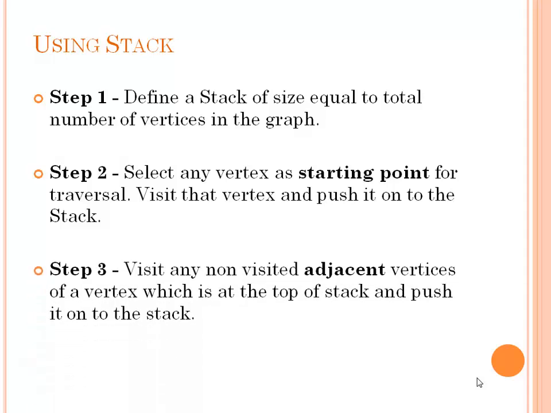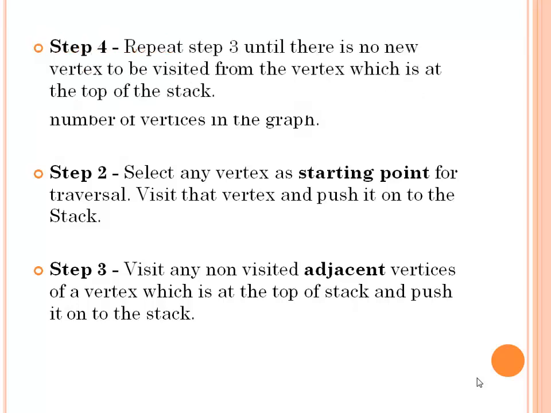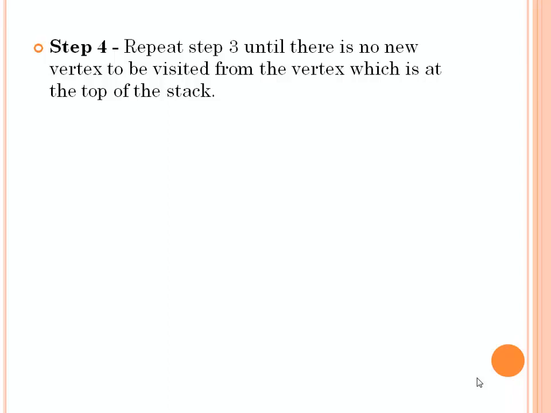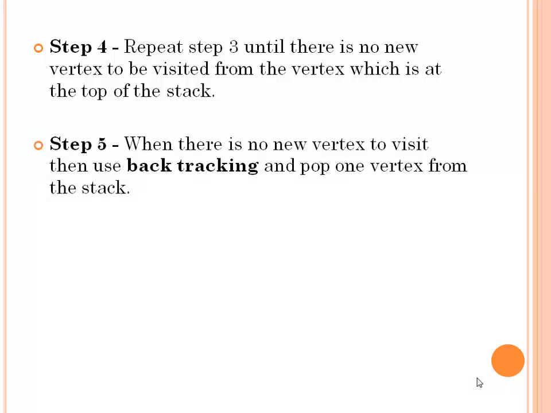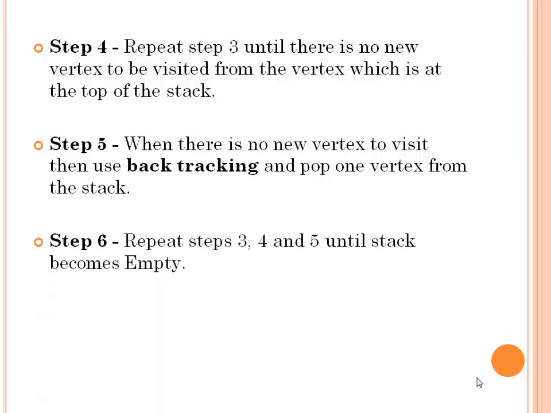Step 3: Visit any non-visited adjacent vertex of the vertex which is at the top of the stack and push it onto the stack. Step 4: Repeat step 3 until there is no new vertex to be visited from the vertex which is at the top of the stack. Step 5: When there is no new vertex to visit, use backtracking and pop one vertex from the stack. Step 6: Repeat steps 3, 4 and 5 until the stack becomes empty.